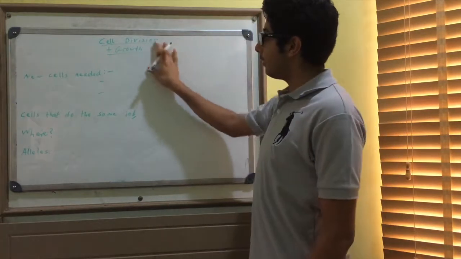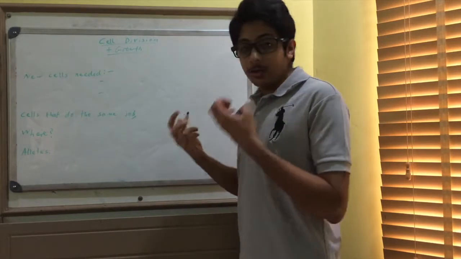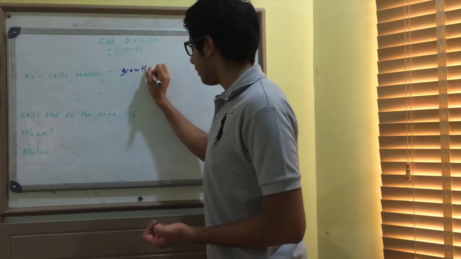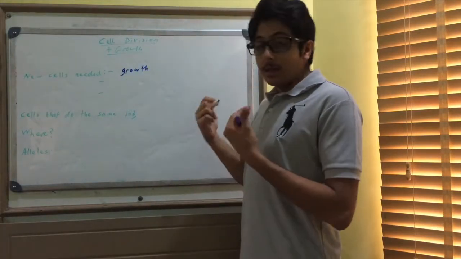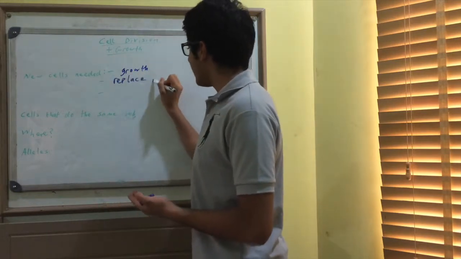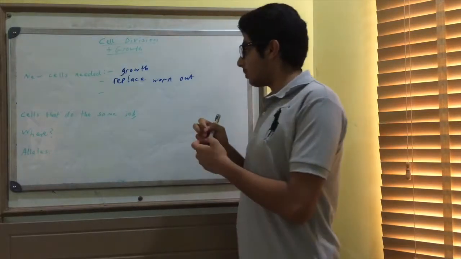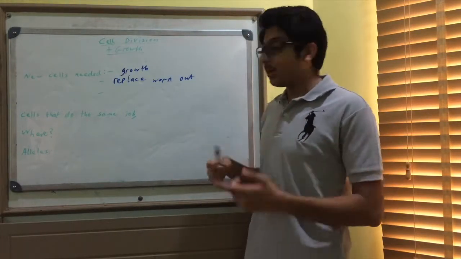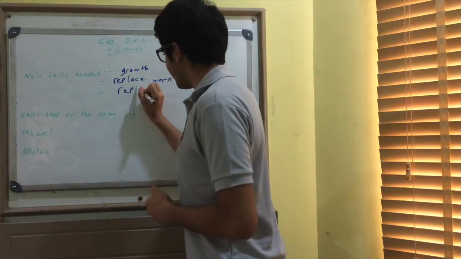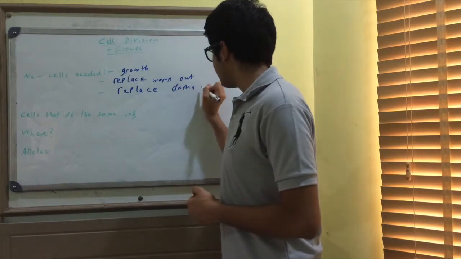First, we're going to look at cell division and growth. Now, why do you need new cells? New cells are obviously needed for an organism to grow. So growth is the first thing. Next, you also need new cells to replace the worn out cells. When cells become worn out, they die and so do not function properly, and you need new cells to replace them. You also need new cells to replace the damaged cells or damaged tissue.